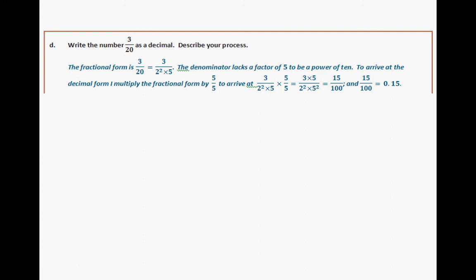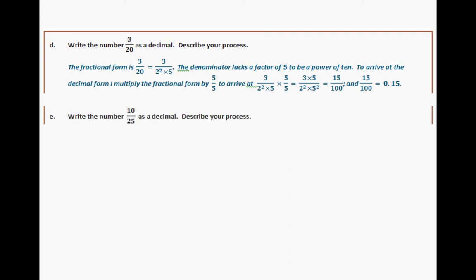Because again, in order to be a power of 10, we have to have the same number of factors of 2 as of 5. So in order to do that, we're going to multiply the fractional form by 5 over 5 to get 3 over 2 squared times 5. And when we multiply that out, we end up with 3 times 5 over 2 squared times 5 squared. So we get 15 over 100, and 15 over 100 is 0.15.